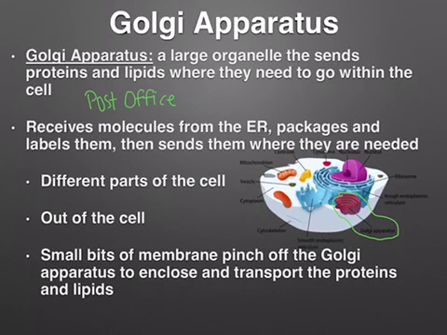because it receives molecules from the endoplasmic reticulum. It's going to package and label them, and then it sends them to where they're needed. And they can be needed in two different spots. One would be in different parts of the cell, or they could be needed outside of the cell. And so the Golgi apparatus really directs where these little packages go. And so small pieces of the membrane will pinch off the Golgi apparatus to enclose and transport those proteins and lipids to where they need to go. So kind of like the mailman.